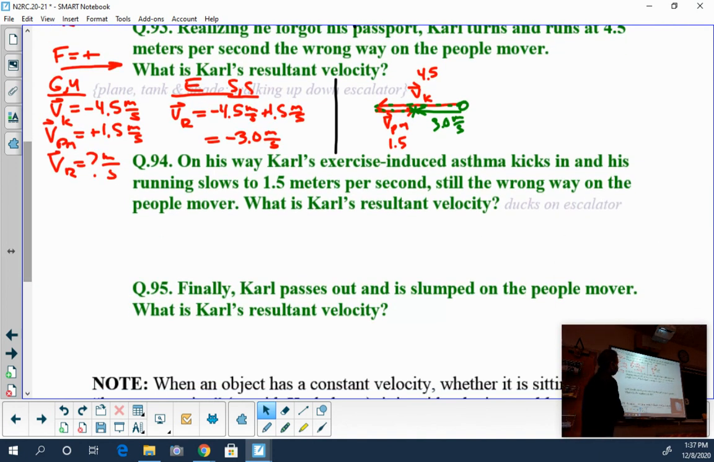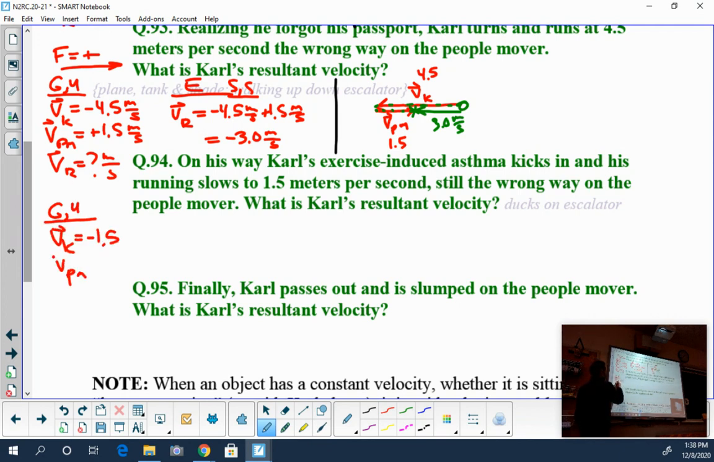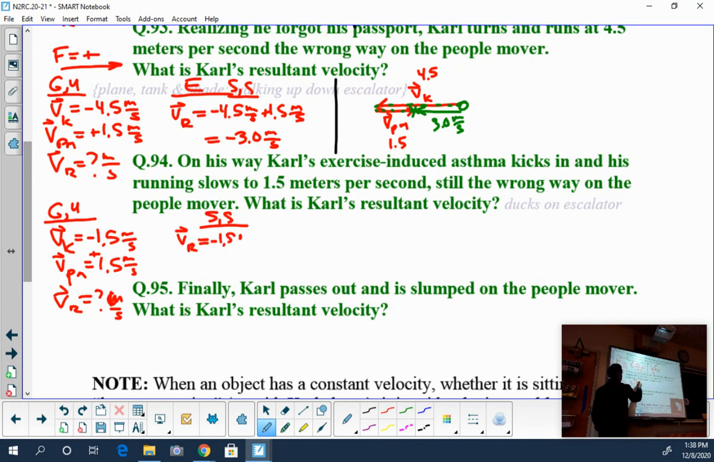On his way, Carl's exercise-induced asthma kicks in and his running slows to 1.5 meters per second. Still the wrong way on the people mover. What's his resultant velocity? So now Carl is at -1.5. The people mover is at positive 1.5. And the resultant is what we're trying to find, in meters per second. Of course, we jump to the substitute solve. The resultant will just be Carl's velocity plus the people mover's velocity. 1.5 and -1.5 gives you 0.